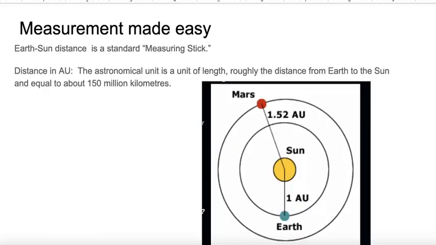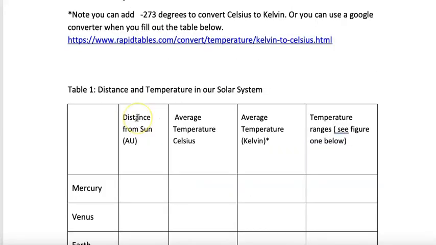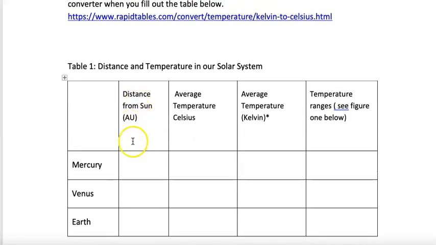One of them is the astronomical unit, which you're familiar with, so you can figure out how far your planet is from the sun in terms of the Earth-Sun distance. So we'll just fill that out in this table, which will be Table 1, and you're going to look up the different planets and look up their AUs from the sun.